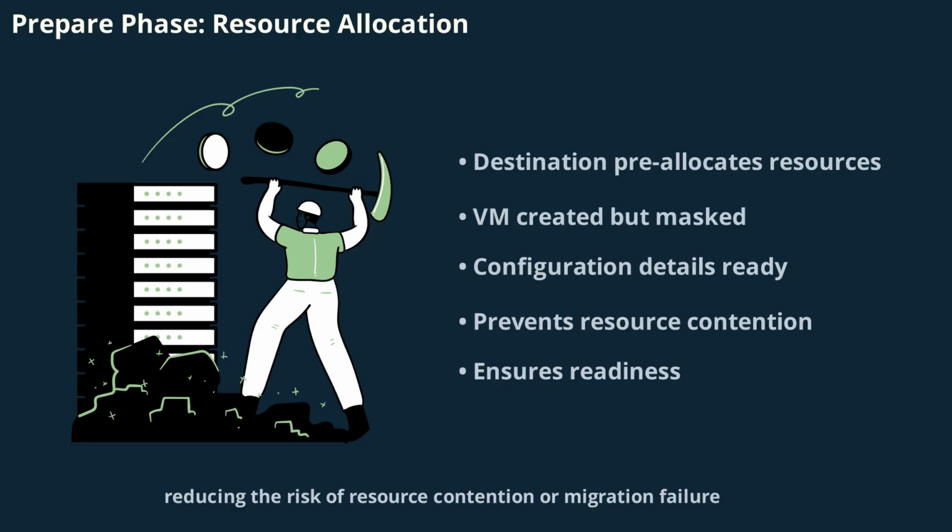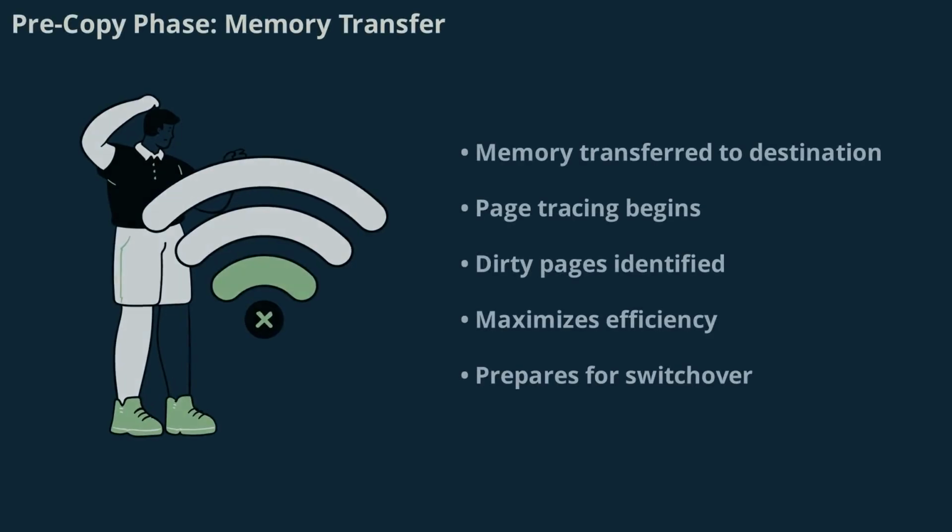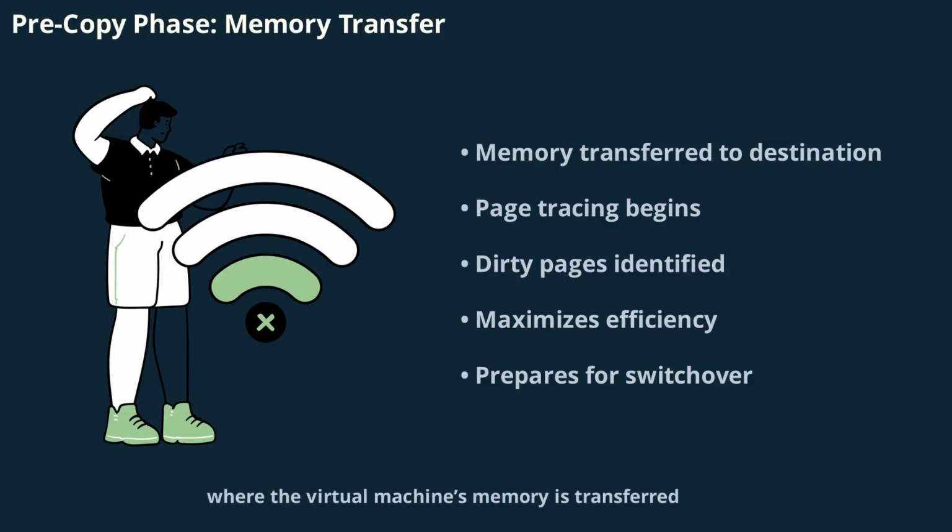This phase ensures that the destination host is fully ready to receive the VM, reducing the risk of resource contention or migration failure. Next comes the pre-copy phase, where the virtual machine's memory is transferred from the source to the destination ESXi host. This process involves tracing all memory pages on the source host to identify which ones are being modified. These are known as dirty pages. The goal is to copy as much memory as possible while tracking changes, so that the final switchover can happen quickly with minimal downtime. This phase is critical for ensuring a smooth and efficient migration.